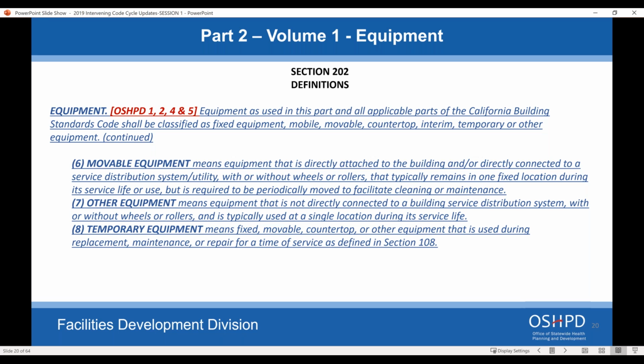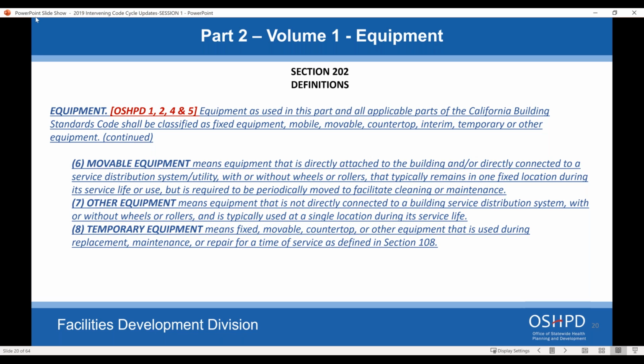Other equipment means equipment that is not directly connected to a building service distribution system, that may or may not have wheels, and is typically used at a single location during its service life. The key here is it's not directly connected to a building service or distribution. So it can be plugged in with like a 110 outlet, but it can't be hardwired or otherwise hard connected with utilities. Temporary equipment, as I mentioned, means fixed, movable, or countertop or other equipment that is used during replacement, maintenance, or repair for a time of service as defined in Section 108.